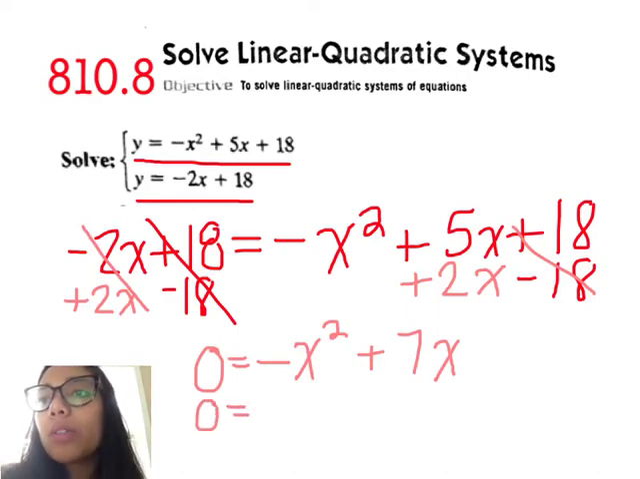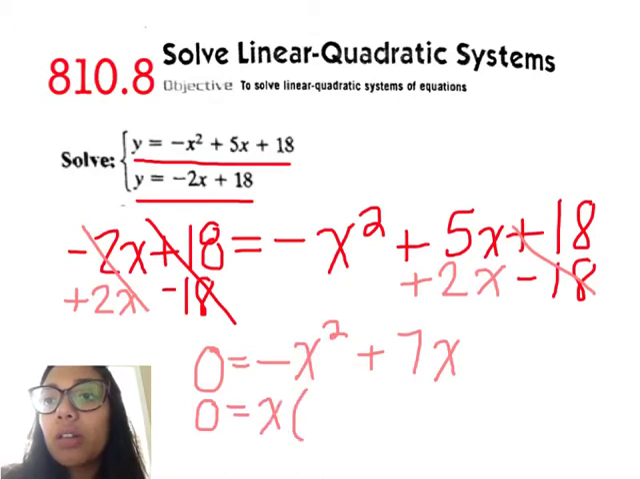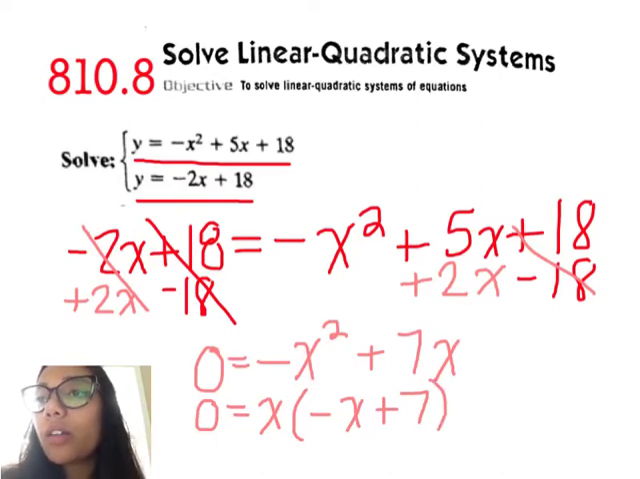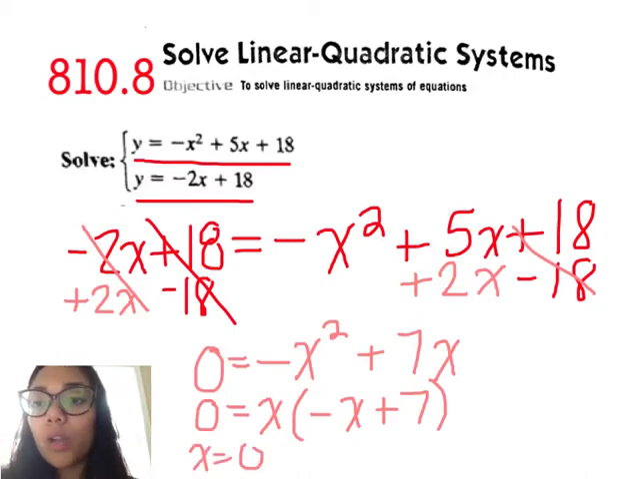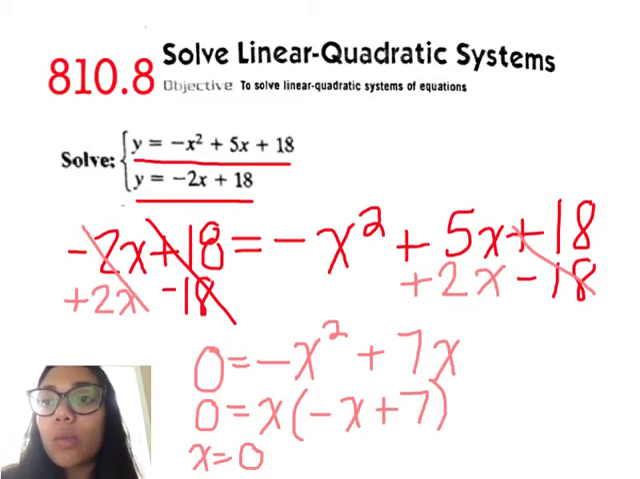So if y equals negative x squared plus 5x plus 18 and y equals negative 2x plus 18, that means those two equations are equal to each other. So I'm going to plug in negative 2x plus 18 equals negative x squared plus 5x plus 18. From this equation, you should be able to figure out what x equals, and you should also be able to figure out what y equals whenever we're done plugging in what x equals.